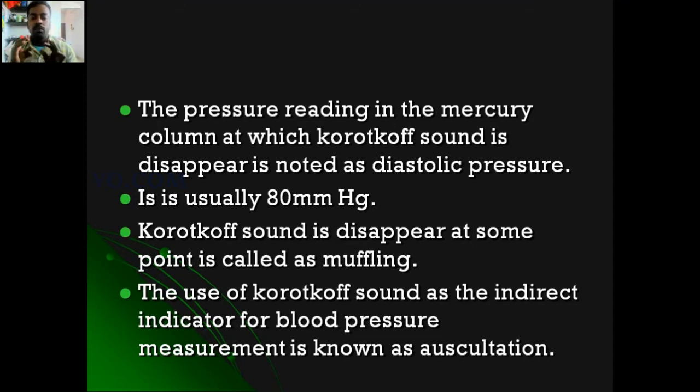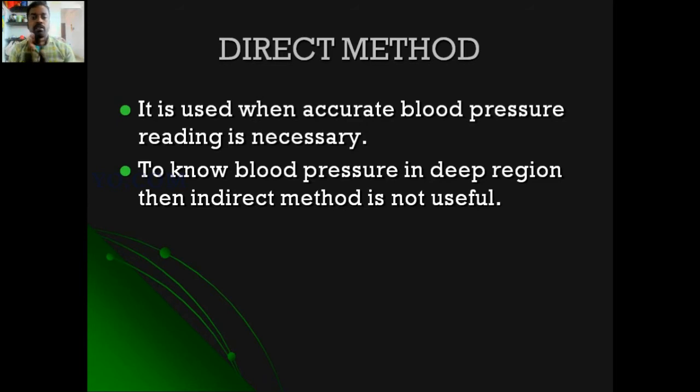The use of Korotkoff sound as an indirect method of blood pressure measurement is known as the oscillation method, which is related to sound. Next we want to see the direct method. The indirect method produces about 90% clear results. When compared to the direct method, the indirect method is somewhat inaccurate.